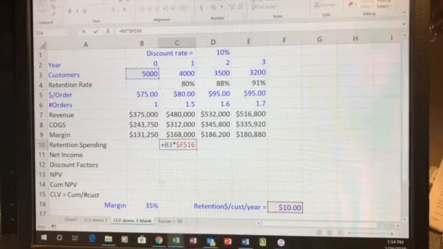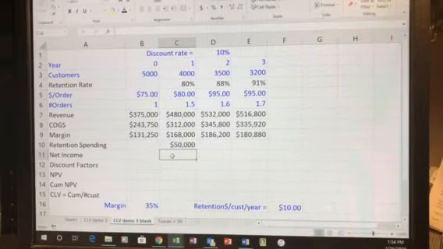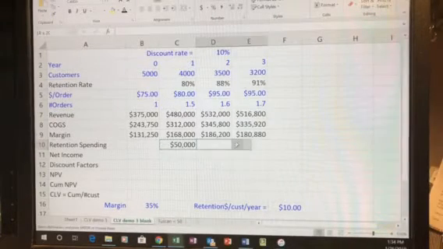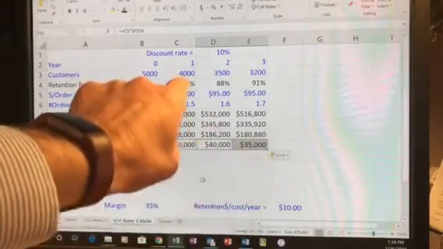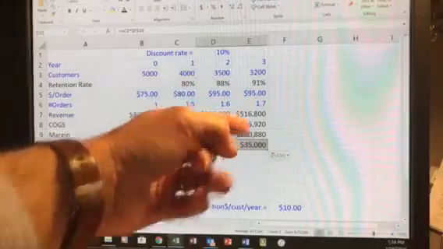I've got a Dell machine, so I'm pressing F4 to get that function to come out right. That shows my retention spending, and you can see over time my retention spending is going to drop as I have fewer customers that I'm mailing each time.